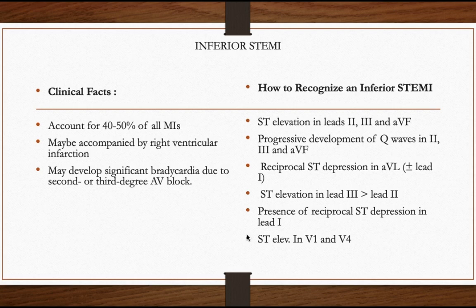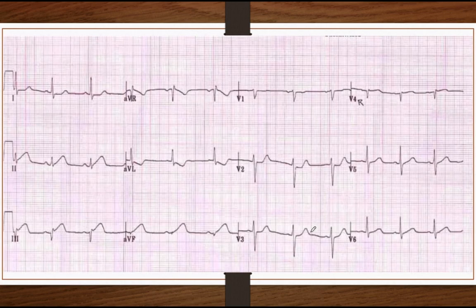Also, we may see in some cases that the ST elevation in standard lead 3 may be more than the ST elevation in standard lead 2, and this gives us a clear indication that the right coronary artery is involved. Sometimes, or even most of the time, there is also reciprocal ST depression in standard lead 1. I've said that already. And also we have ST elevation in V1 as well as V4. Now let's quickly go through this ECG.